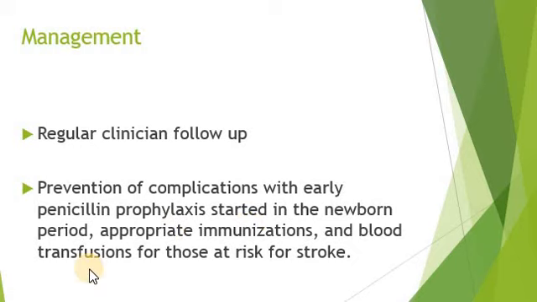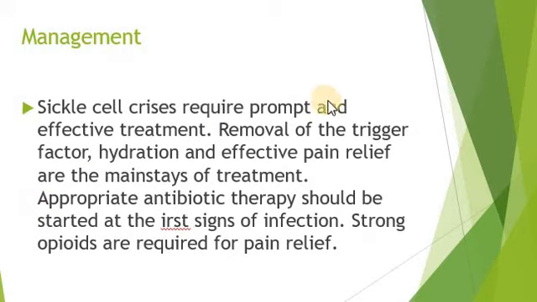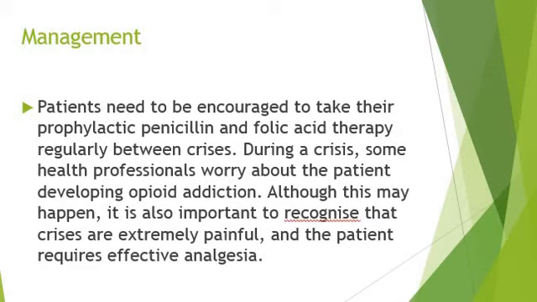There may be blood transfusions for those who are at risk of strokes. If it is a sickle cell crisis, it needs prompt and effective treatment, removal of the triggering factor, hydration, and effective pain management, along with the use of antibiotics. You have to counsel the patient, you have to encourage the patient, you have to use penicillin, you have to use folic acid. And extreme analgesia is required because of the extreme pains. So there may be opioid addiction.